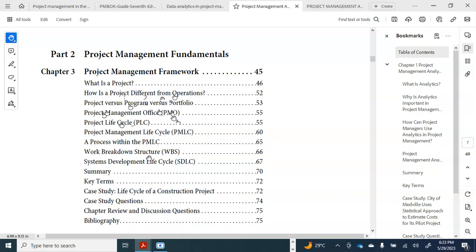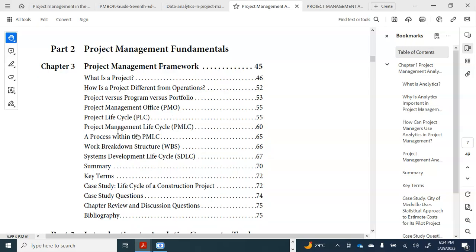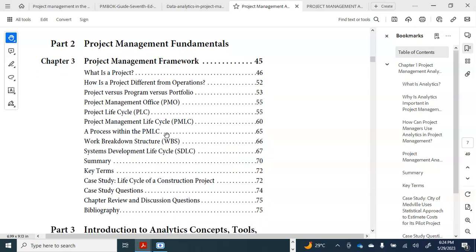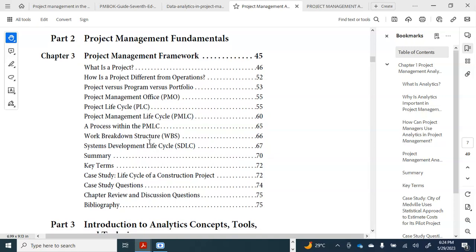So we'll talk about the project management office, the PMO, and the project life cycle, PLC. It talks about the project management life cycle, PMLC. We've discussed these things, but we'll still throw more light on them for proper understanding. We also talk about the processes within the PMLC. Then we talk about the work breakdown structure, WBS. You see how it is connected, so we are not leaving anything behind. Then the System Development Life Cycle, and the summary.